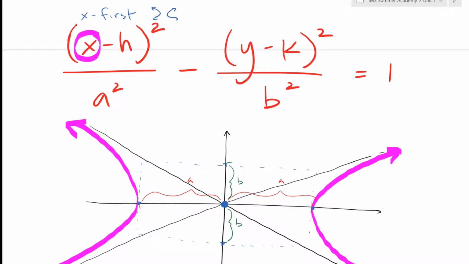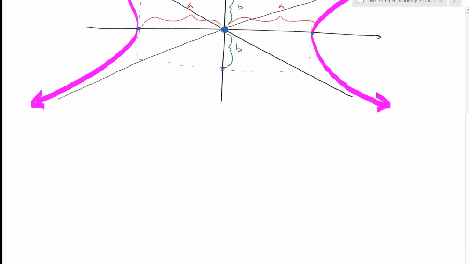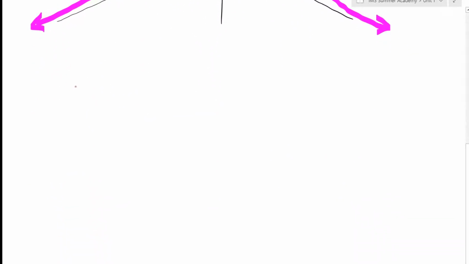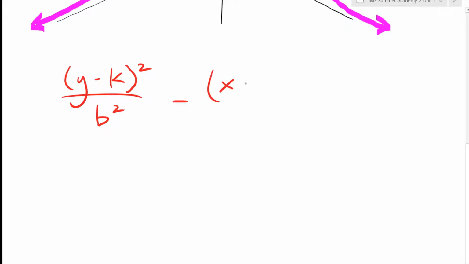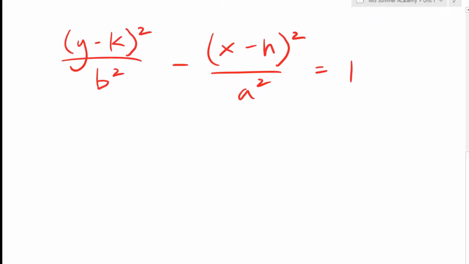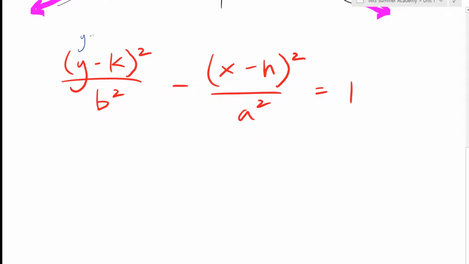So I'm going to redraw this whole equation again because there's a second set. Let's say we were to have (y minus k) squared over b squared, because remember b, k, and y all go together, minus (x minus h) squared over a squared equals 1. That's a very different equation, okay? Now y is first, minus x second. So make a note of that. This one is y first. This is going to make a graph where the hyperbolas are up and down.